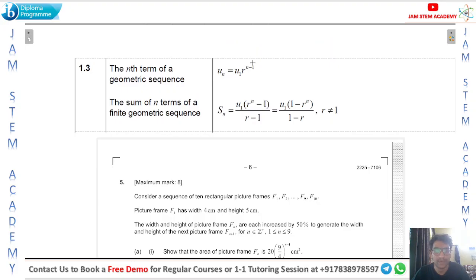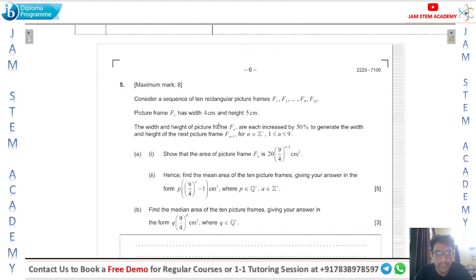We have the nth term formula, which is given by u1 times r raised to the power n minus 1, which gives you the nth term of the geometric sequence. u1 is the first term, r is the common ratio by which you multiply the previous term to get the next term. And the sum of n terms of a GP is given by u1 times r raised to the power n minus 1 over r minus 1, where r is the common ratio, n is the total number of terms, and u1 is the first term. So let's get back to the question.